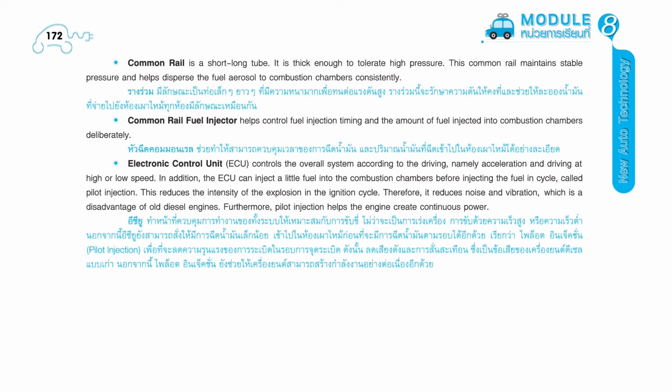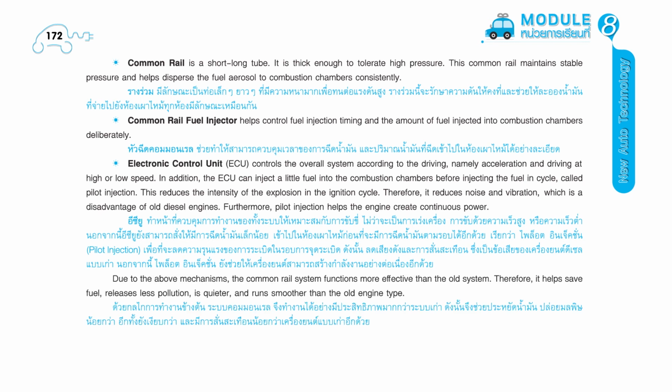Furthermore, pilot injection helps the engine create continuous power. Due to the above mechanisms, the common rail system functions more effectively than the old system. Therefore, it helps save fuel, releases less pollution, is quieter, and runs smoother than the old engine type.